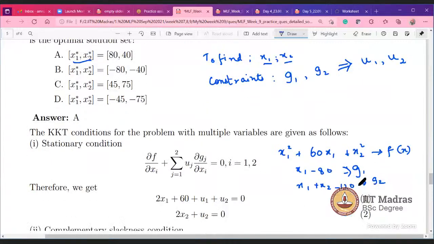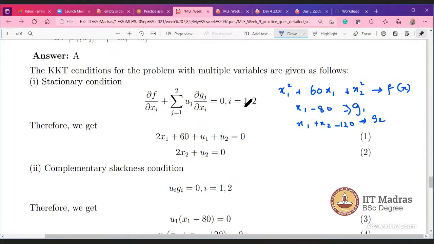The first equation will be 2x1 plus 60 plus u1 plus u2. Here we have a summation: you have to differentiate both G1 and G2 with respect to x1 and then apply the multipliers. If you remember the formula, take it correctly: j corresponds to u and g, and in the denominator you have xi, where i is 1 and 2. So you have 2 equations, and this is our first equation.